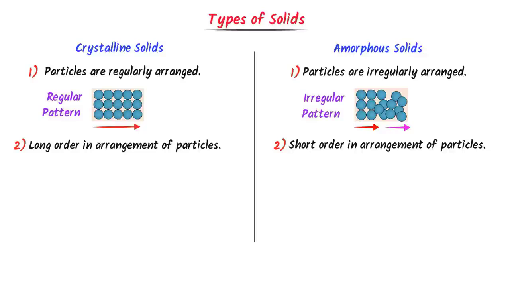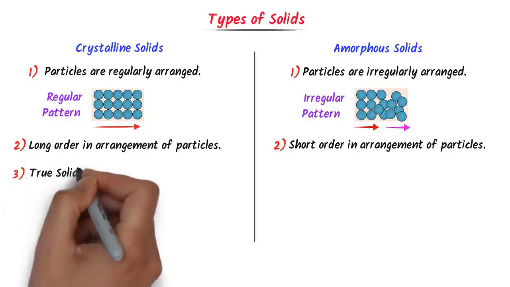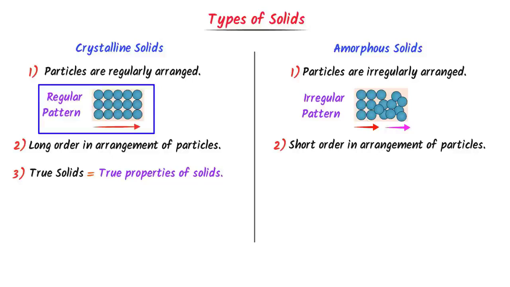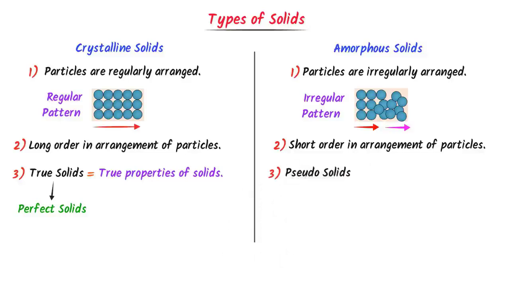Thirdly, crystalline solids are called true solids. They are called true solids because they have true properties of solids. For example, they have regular arrangement, long order, etc. Personally, I say that they are perfect solids, while amorphous solids are called pseudo-solids or supercooled liquids.